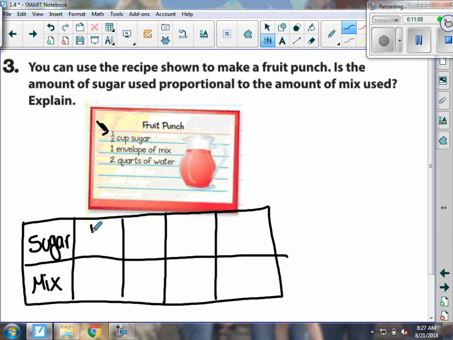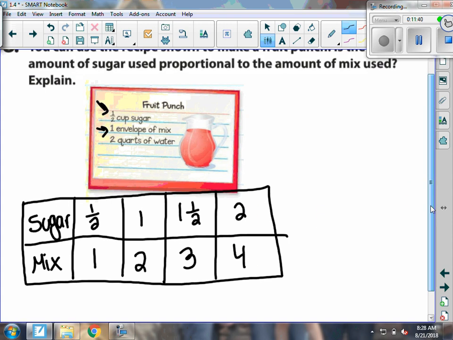So if we have half a cup of sugar, we're going to have 1 envelope of mix. So if I increase that sugar to 1 cup, for every half a cup we have 1. So now we have 2 half cups. And so we're going to have 2 mixes. If I have 1½ cups of sugar, that's 3 halves total, so we need 3 mixes. And if I have 2 cups of sugar, we're going to need 4 mixes.